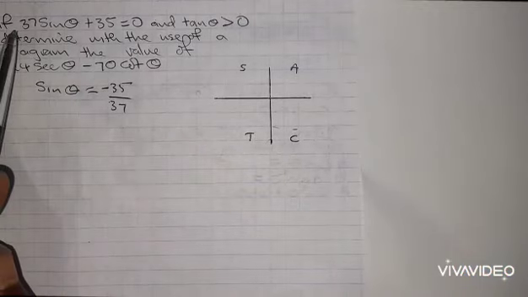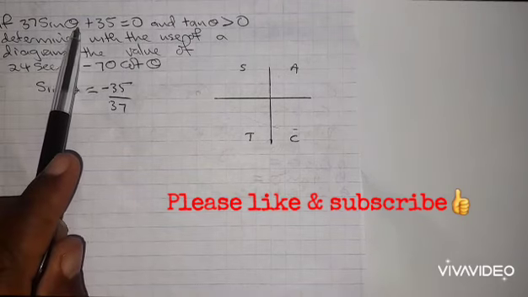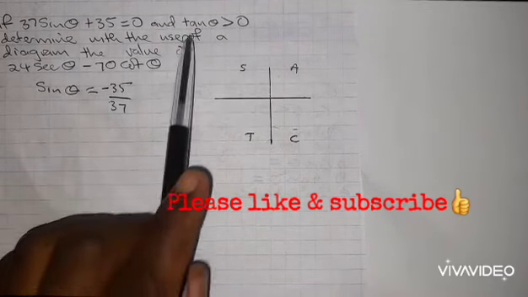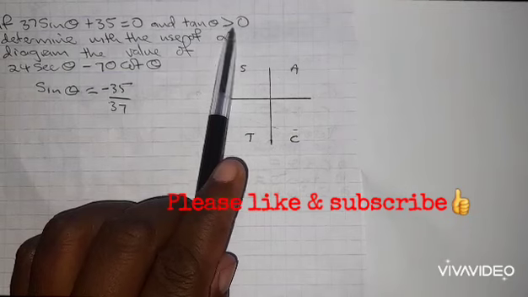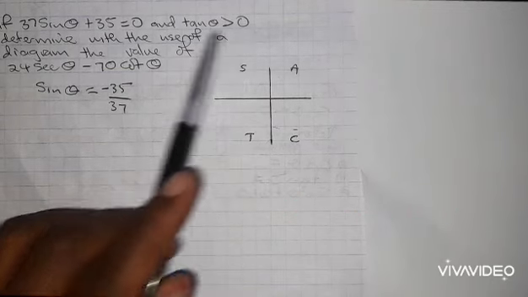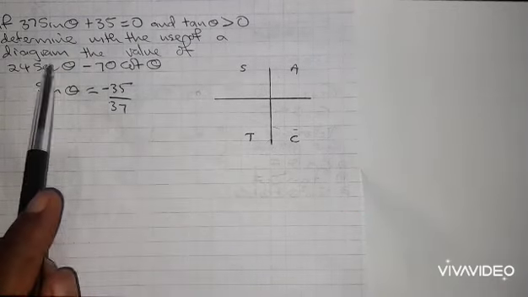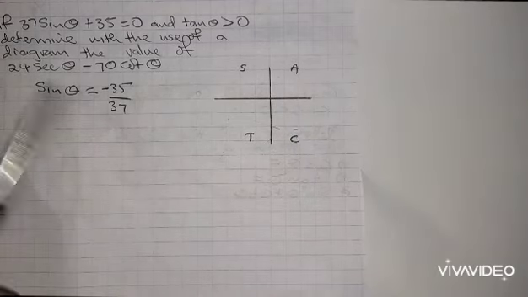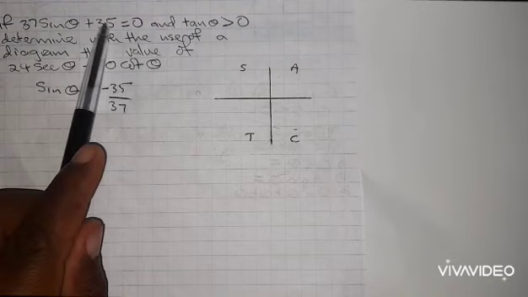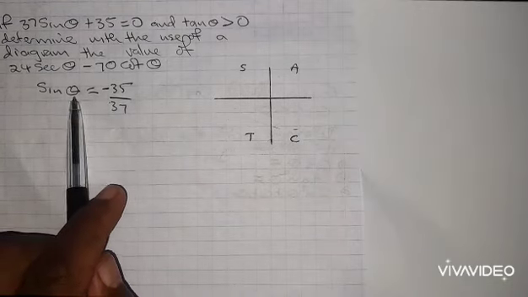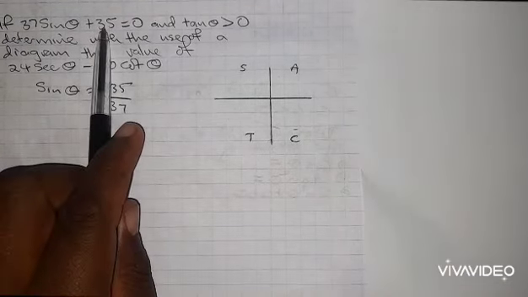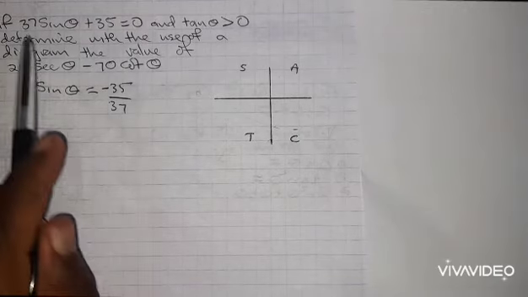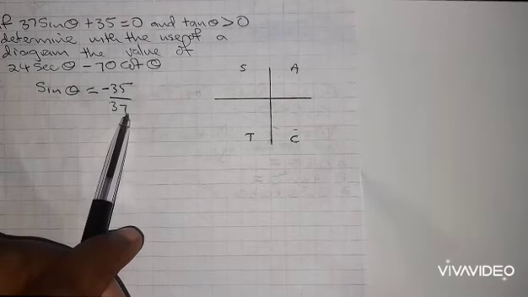We want to deal with this question. If 37 sine theta plus 35 is equal to 0 and tan theta is greater than 0 or is positive, determine with the use of a diagram the value of this expression. The first step here is to rearrange this expression. Sine theta is equal to 35 goes to the other side is negative, then divide by 37, you have this.